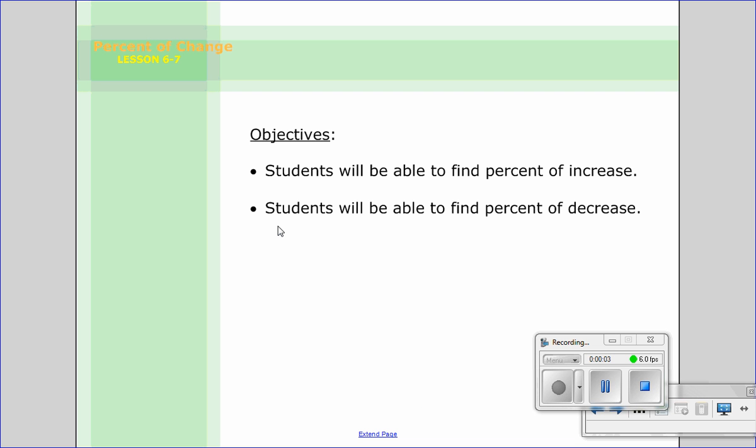Hello, 7th grade, and in tonight's lesson, 6-7, we look at percent of change. In tonight's lesson, you're going to be able to find the percent of increase and the percent of decrease. So let's go ahead and get started.